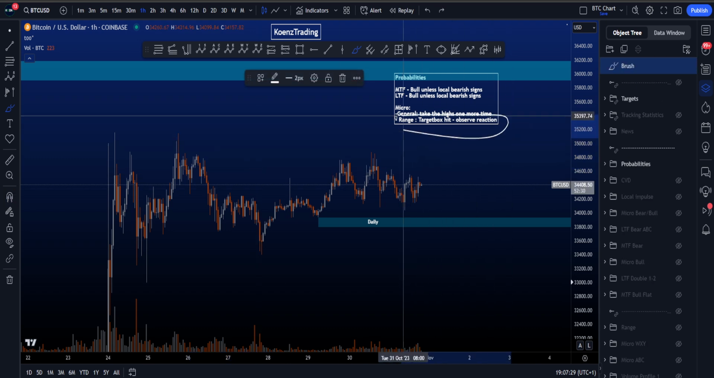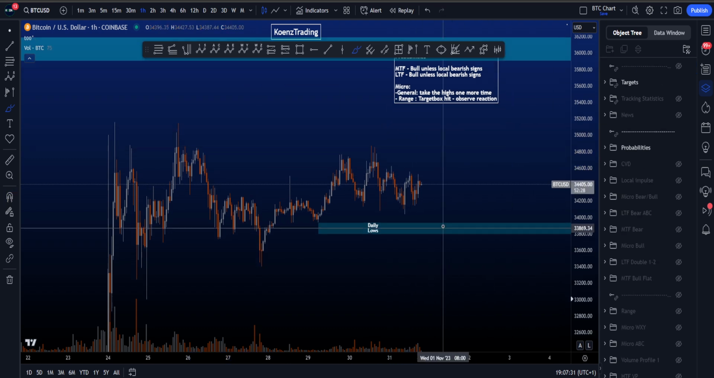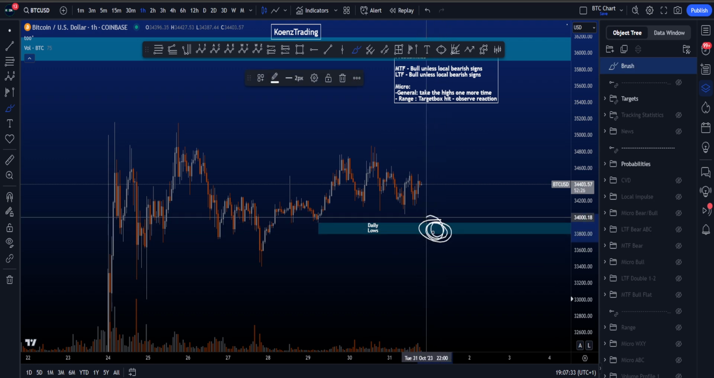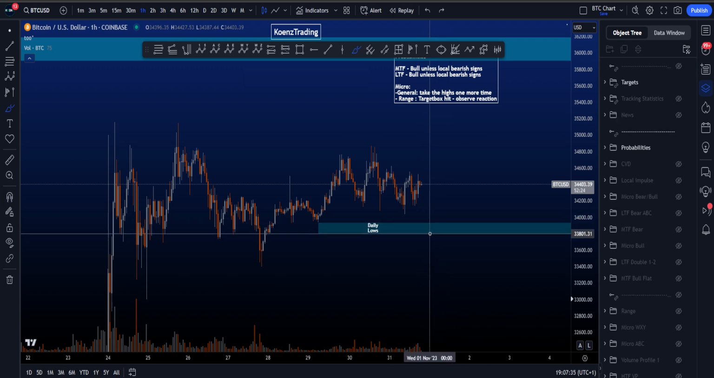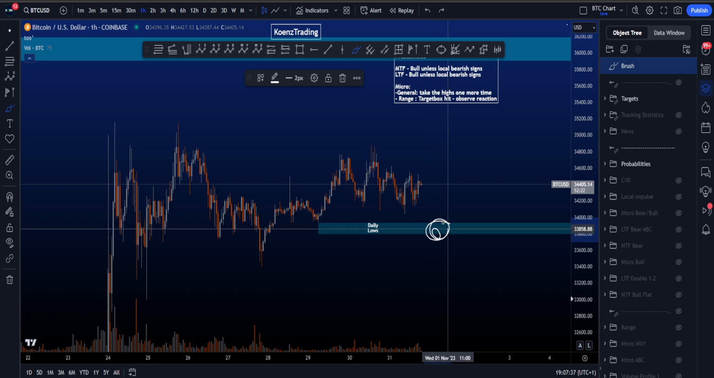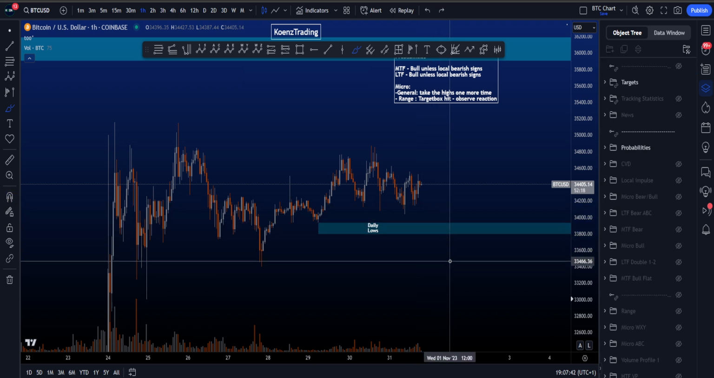But in this range for me currently, I'm still looking for this target box as well, which is a great area of interest. And then observe the reaction, of course, see if we get some proof of support, because if we don't, we can look for lower prices.